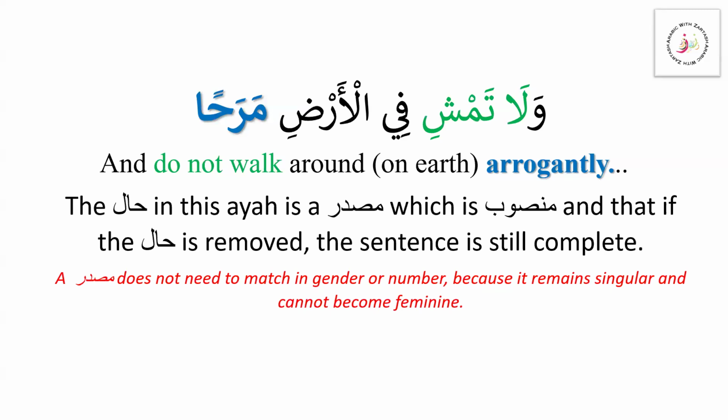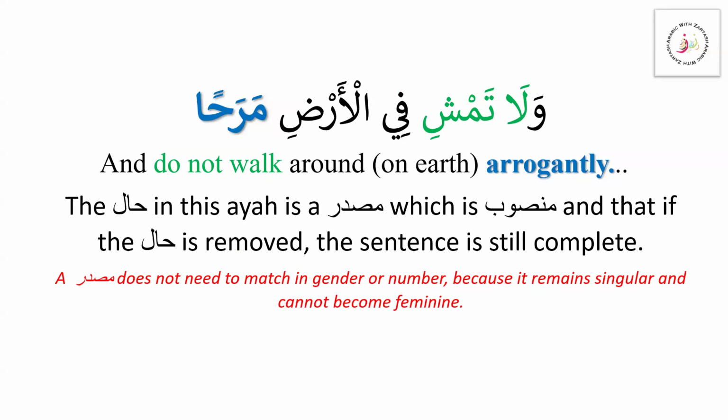Let's see the last example for hal as an ism mufrad. وَلَا تَمْشِ فِي الْأَرْضِ مَرَحًا, and do not walk around on earth. So now we can see this sentence is complete. Just remove this marahan, arrogantly. If we are going to remove this hal, the sentence is still complete. And do not walk around on earth. وَلَا تَمْشِ فِي الْأَرْضِ. So the hal in this ayah is a masdar, arrogantly, which is mansub.